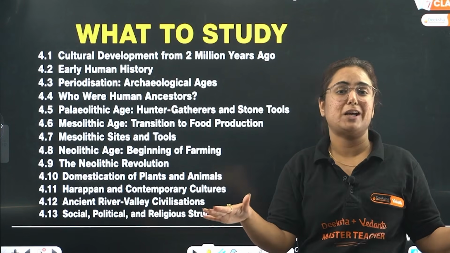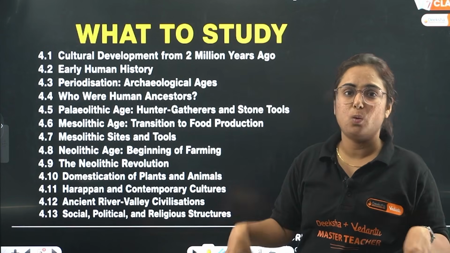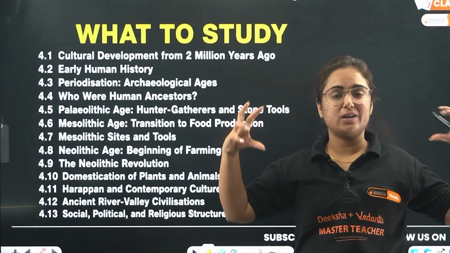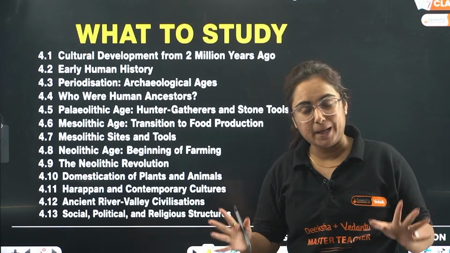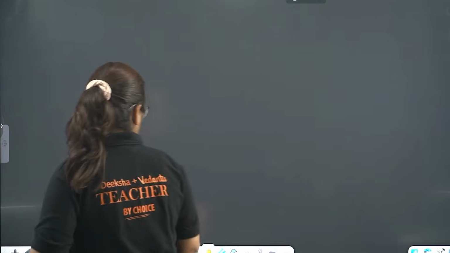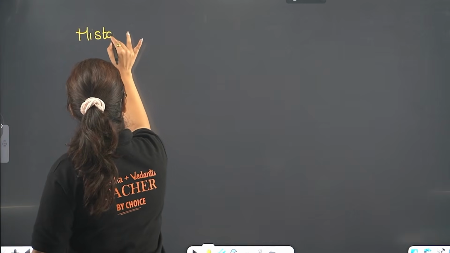not even the Harappan civilization only. We'll talk about the contemporary civilizations in the world. And at last we will study the social, political and religious habits of the people in the past. Okay. Now, one thing that you have to figure out here is a word, that is history. See beta, what we have to study is history.